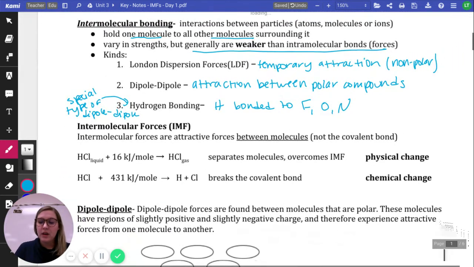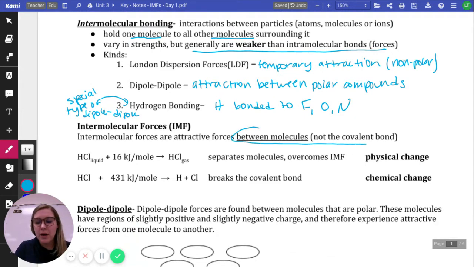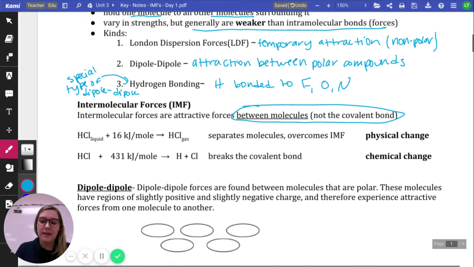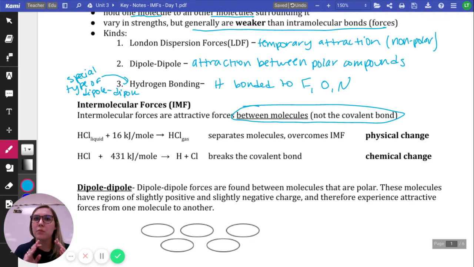All right. So the intermolecular forces are once again between molecules. They are not a bond. Intermolecular forces are not as strong. When you break intermolecular forces, it is a physical change, because typically when we're breaking intermolecular forces, what we're doing is changing phase, but it is a physical change.